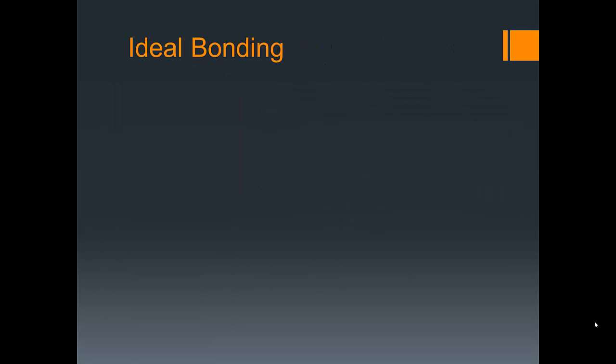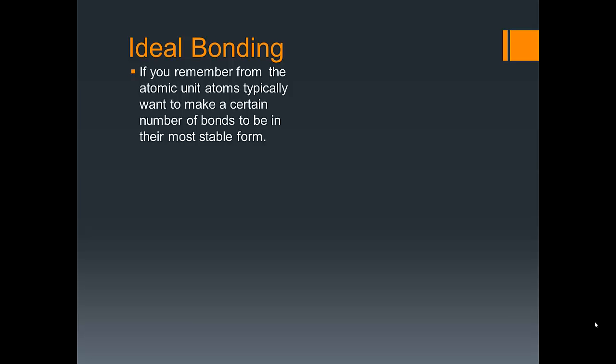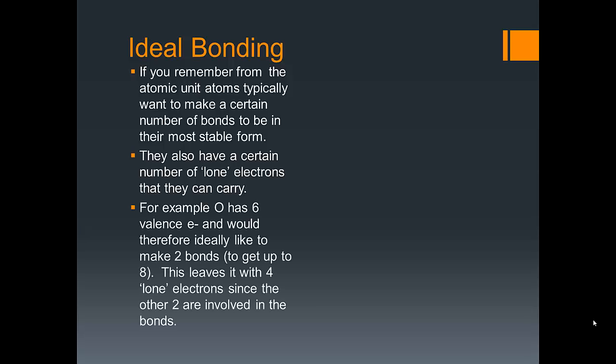So there's such a thing as ideal bonding for atoms. If you remember from the atomic unit, atoms typically want to make a certain number of bonds to be in their most stable form. They also have a certain number of lone electrons that they can carry. For example, oxygen has 6 valence electrons. If you look on the periodic table, that's how many it should have. And it would therefore ideally like to make 2 bonds to get up to 8. This leaves it with 4 lone electrons since the other 2 are involved in the bonds. If you think back to when we drew water in this video, that's exactly how the oxygen is. It has 2 bonds and it has 4 lone electrons on it. That's the way it likes to bond.